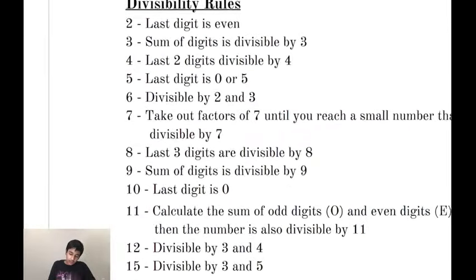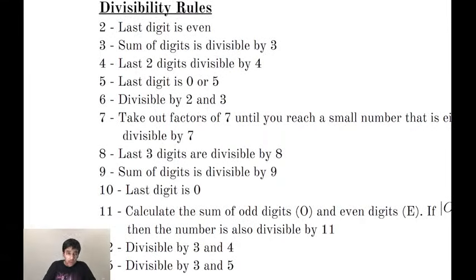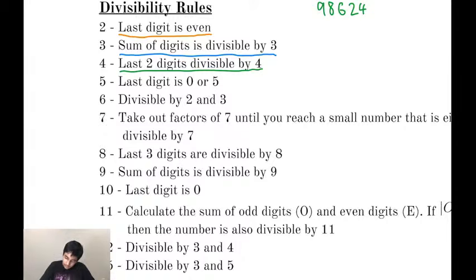Okay, so now let's take a look at divisibility rules. A number will be divisible by 2 if the last digit is even. A number will be divisible by 3 if the sum of digits is divisible by 3. A number will be divisible by 4 if the last two digits are divisible by 4. So for example, if you have the number 98624, it's going to be divisible by 4 since the last two digits are divisible by 4. A number will be divisible by 5 if the last digit is 0 or 5. A number will be divisible by 6 if it's divisible by both 2 and 3, which you can check from the divisibility rules.